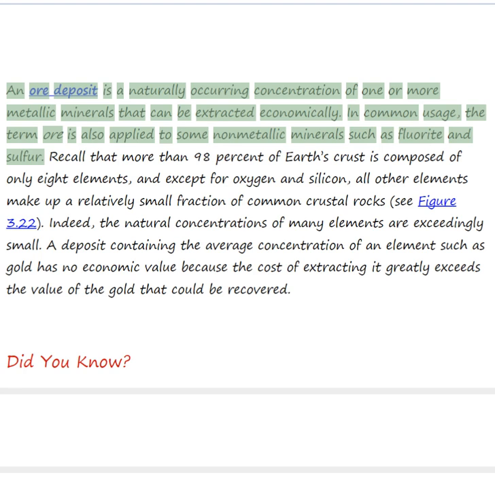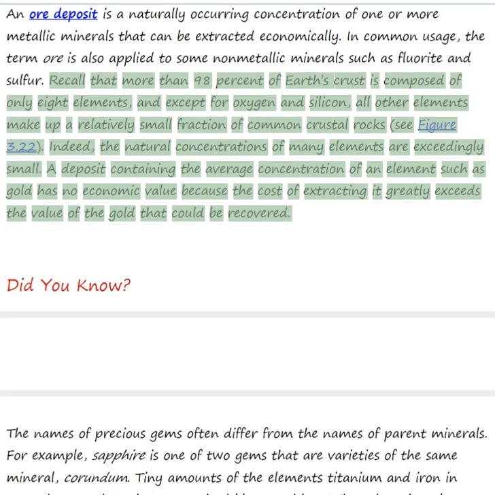An ore deposit is a naturally occurring concentration of one or more metallic minerals that can be extracted economically. In common usage, the term ore is also applied to some non-metallic minerals such as fluorite and sulfur. Recall that more than 98% of Earth's crust is composed of only 8 elements, and except for oxygen and silicon, all other elements make up a relatively small fraction of common crustal rocks. Indeed, the natural concentrations of many elements are exceedingly small. A deposit containing the average concentration of an element such as gold has no economic value because the cost of extracting it greatly exceeds the value of the gold that could be recovered.